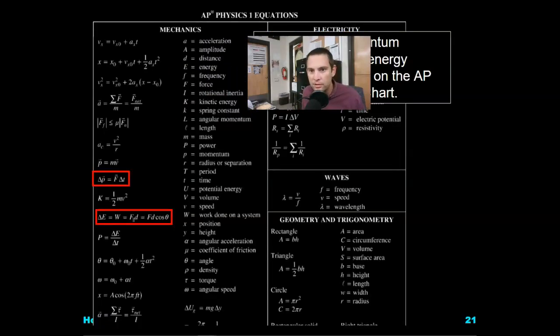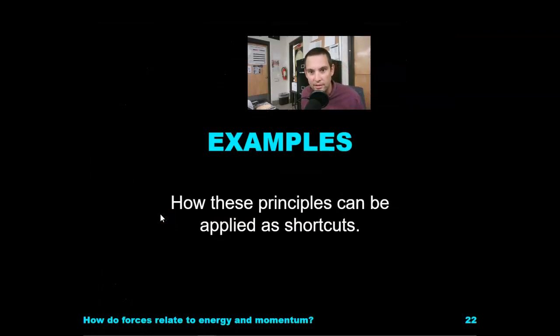The impulse momentum theorem and work energy theorem are shown on the AP physics equation chart. Here's the impulse momentum theorem: change in momentum equals force delta t. And here is our change in energy equals work done, which equals the parallel force times displacement, equals Fd cosine theta. We haven't talked about the Fd cosine theta part of it yet, but we will later. Here are some examples.